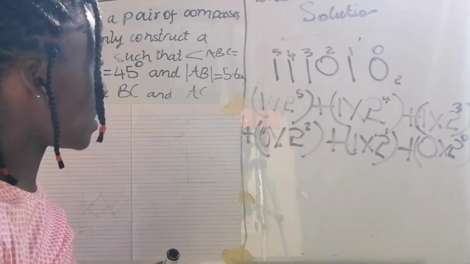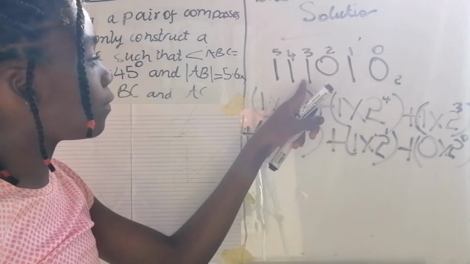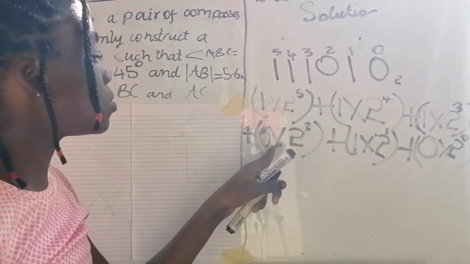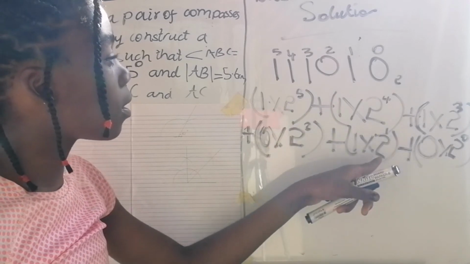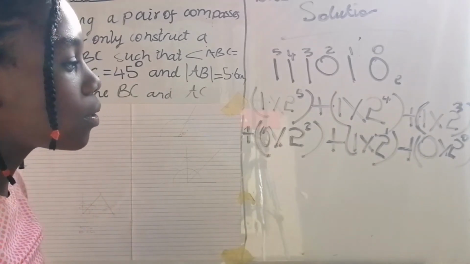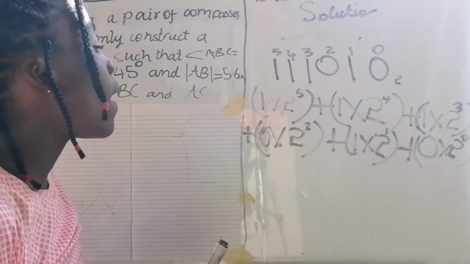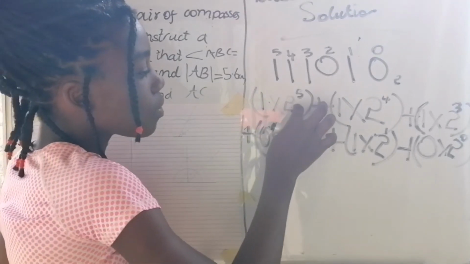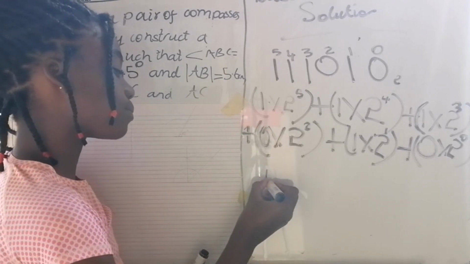Now just to be sure, let me check the digits and their powers. Good. So now that I've confirmed everything, I have to start multiplying. So 1 times 2 raised to the power of 5.